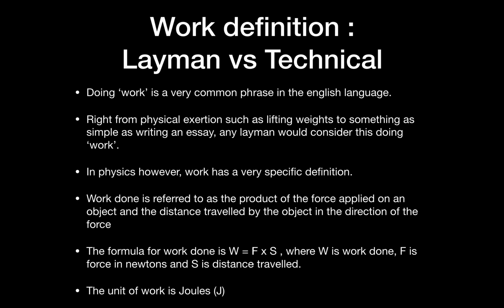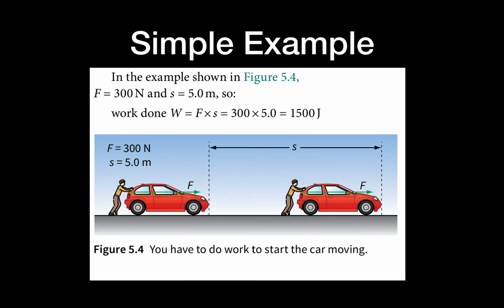So the formula for it is W is equal to F into S, where W is work done, F is force in newtons, and S is distance traveled. The unit of work is joules, and why the unit of work is equal to the unit of energy, which is also joules, we'll cover later on. So this is the definition of work.